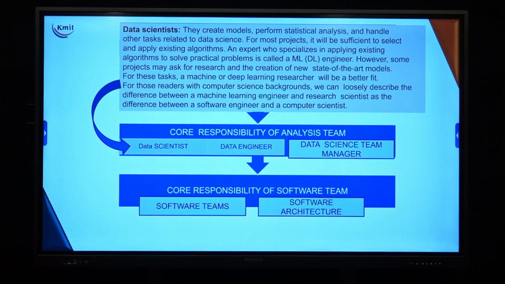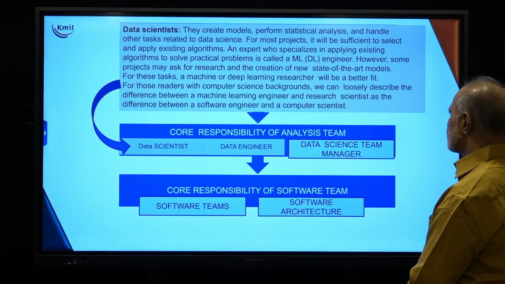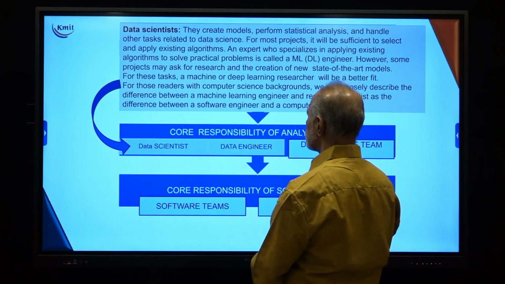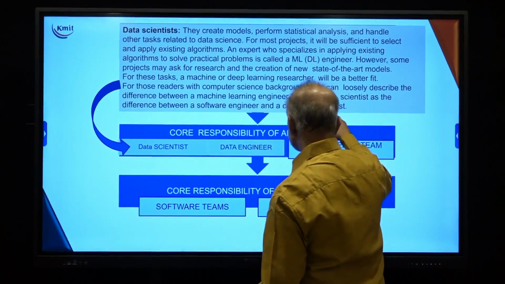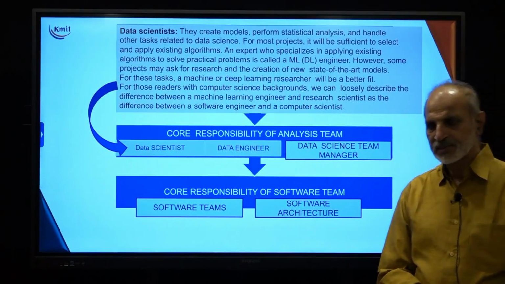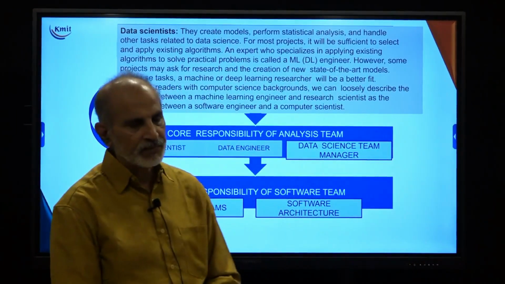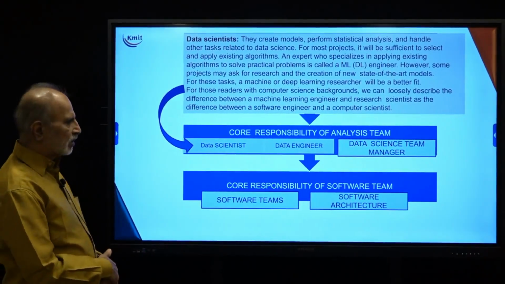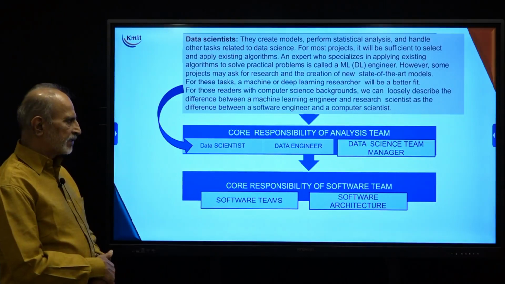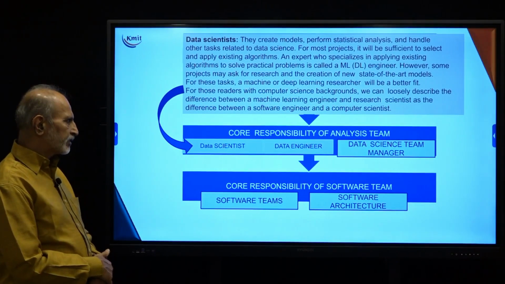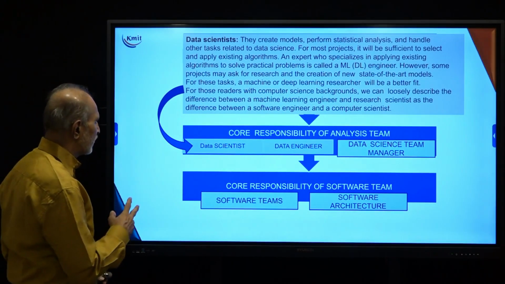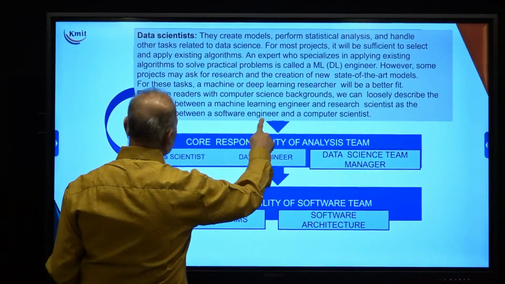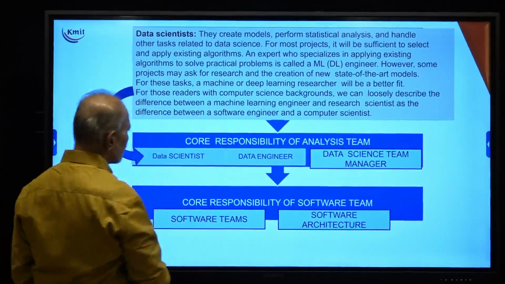For those readers with a computer science background, we can loosely describe the difference between a machine learning engineer and a research scientist as the difference between a software engineer and a computer scientist. A software engineer uses the software designed by the system, and a computer scientist will look for the way to do it faster in a lesser amount of time. So, there is a difference between the two. We always have a term coming between the two: computer scientist, and software engineering as data scientist.